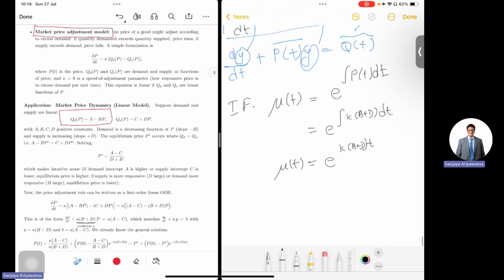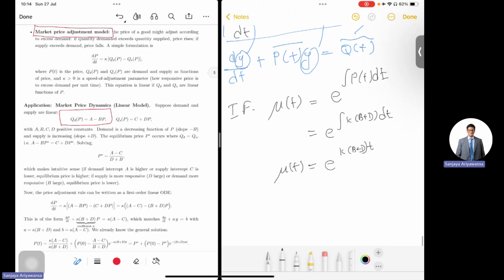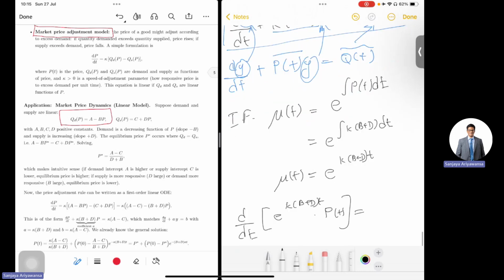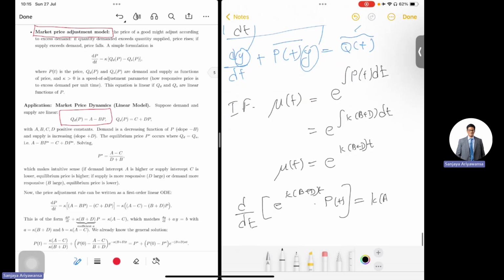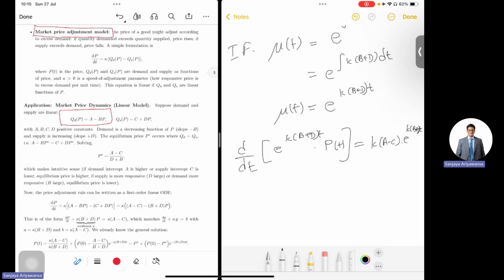Okay, now I multiply the whole equation by this integrating factor mu, such that on the left hand side I will get the integrating factor times the variable of interest P, which is a function of t. On my right hand side I will have K times (A minus C) times the integrating factor. Then I integrate both sides to make P of t the subject.